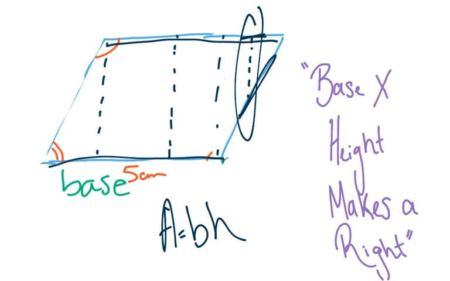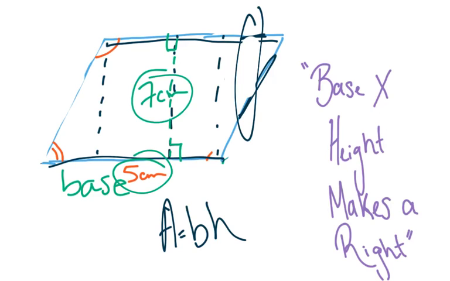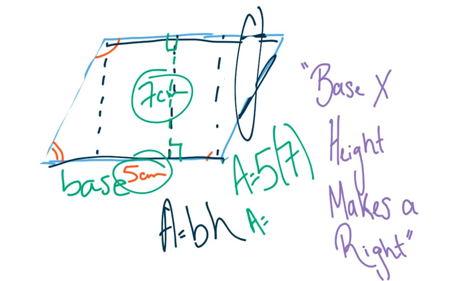So my height has to go from one base to another, and it has to form right angles. This does. If I don't tell you what this height is, then I will tell you the area and you can solve for it. Or I would tell you that this is 7 centimeters, and you'd have to solve for the area. If this is 5 centimeters and this is 7 centimeters, I'd say, hey, here's my area formula. Check. Step 1 is done. Step 2, plug in what I know. My base is 5. My height is 7. 5 times 7 is 35.